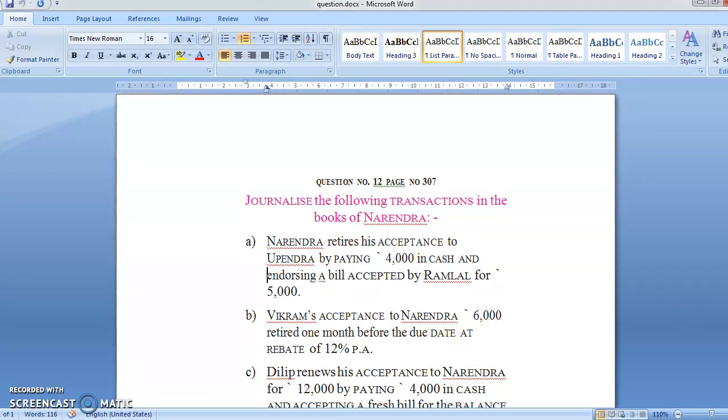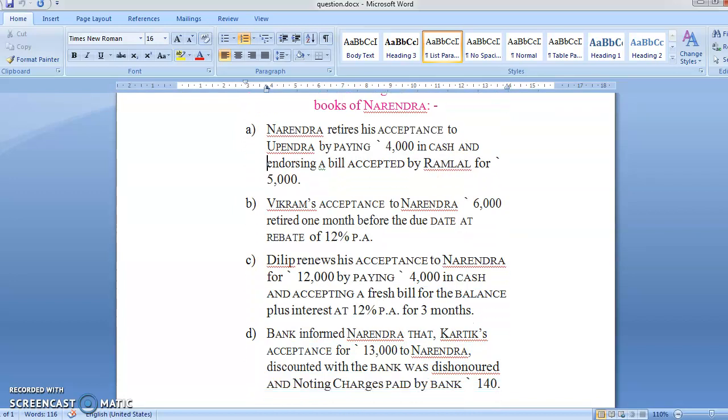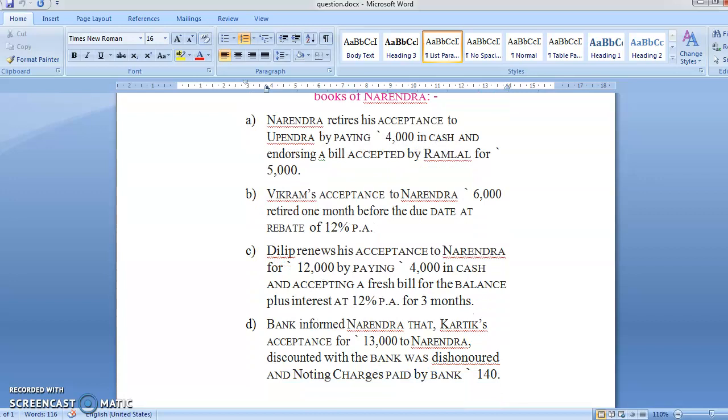Dilip renews his acceptance to Narendra for rupees 12,000, by paying 4,000 in cash and accepting a fresh bill for the balance plus interest at 12% per annum. So this is a normal renewal. मतलब हमें कितनी entries करनी है? 4 entries करनी है. One is for the cancellation, second is for the interest, third is for the part payment, and fourth is for the bill.